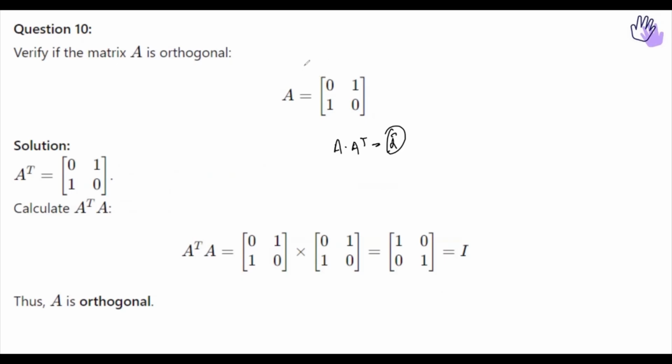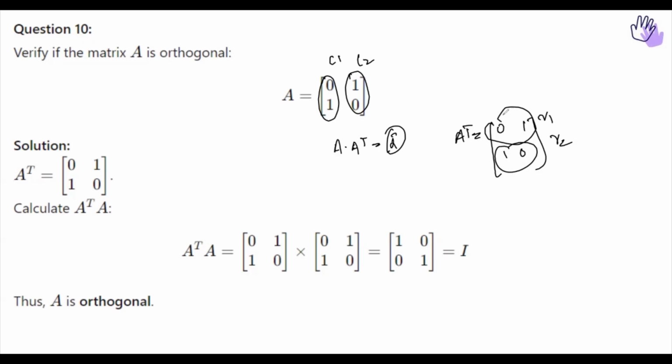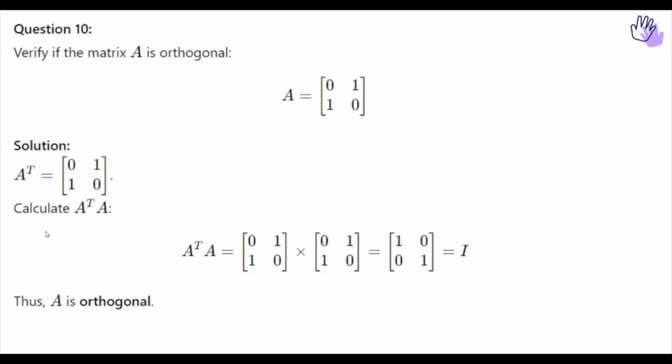So in this case, this is the matrix that has been given to you. This is column 1, this is column 2. Now, how do you find A transpose? Column 1 will be row 1, so this is 0 1, and column 2 will be row 2, so this is 1 0, right? So this is row 1, this is row 2. Now the matrix multiplication. For that, I'll write A transpose here. A transpose is basically 0 1 and 1 0, right? So this is the A transpose.